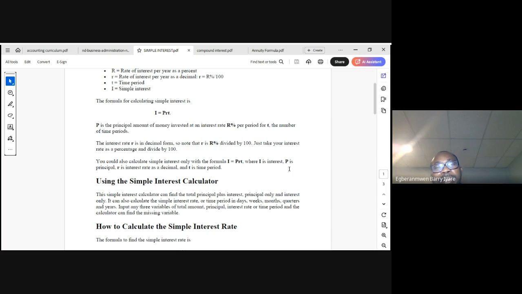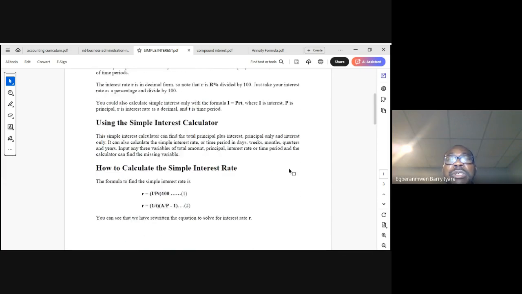For those who did simple interest in the secondary school, at that level, you were given interest equal to PRT divided by 100. PRT, capital P, capital R, capital T, divided by 100. But here, we are not dividing by 100. We are not using capital R. We are using small r, where small r is capital R divided by 100. We convert it to decimal.